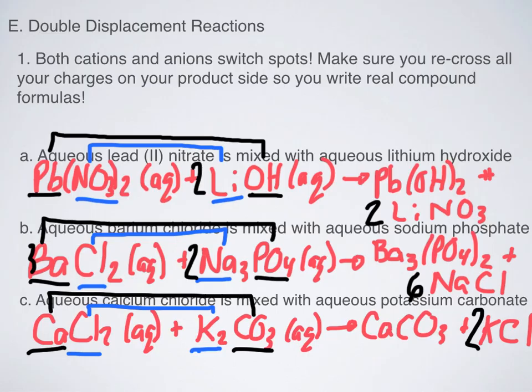So as my final hint for double displacement reactions, always make sure that when you pair things up, you pair them up as I did. Metal goes with the anion on the opposite side. Metal goes with the anion on the opposite side. That was the pattern, and that will never change. Also, make sure that you are writing real compounds on both sides. That means that you have to keep track of your charges and re-crisscross them when you have to.